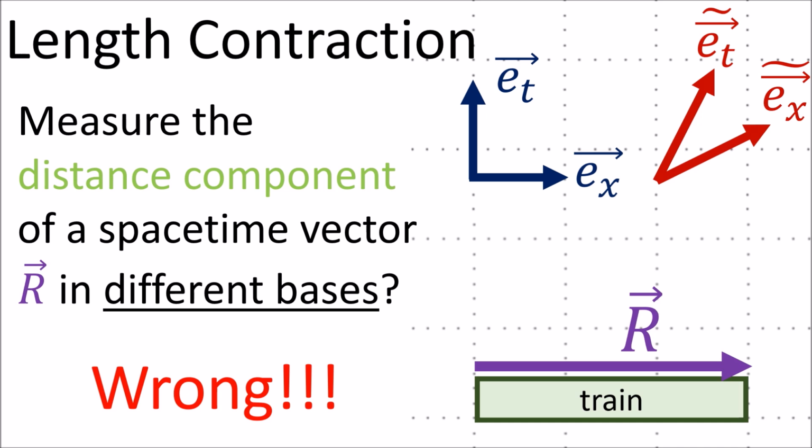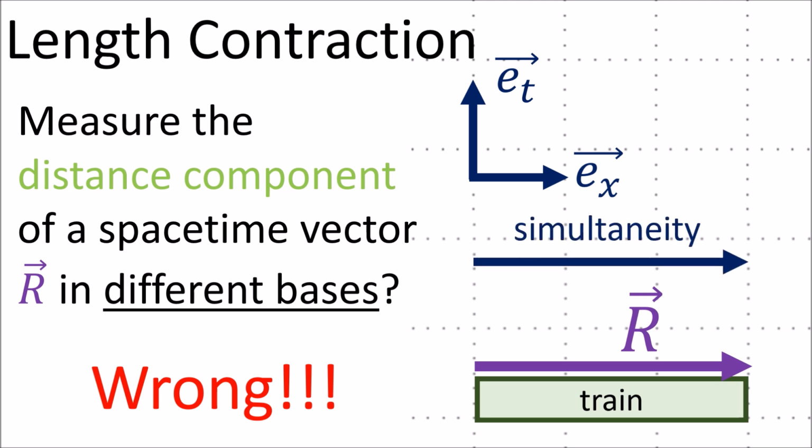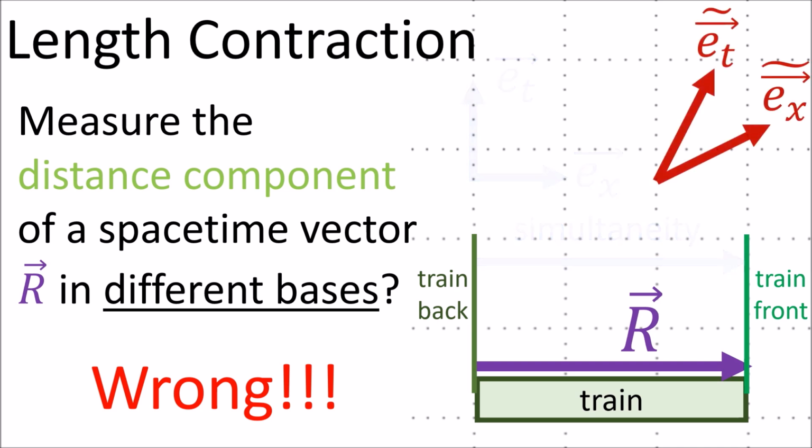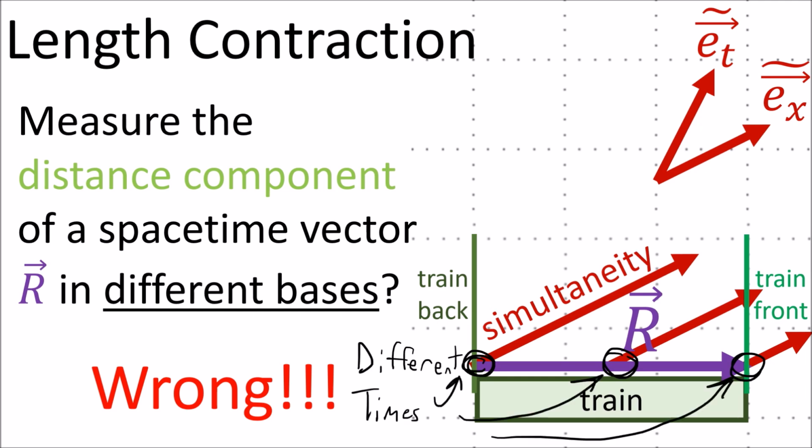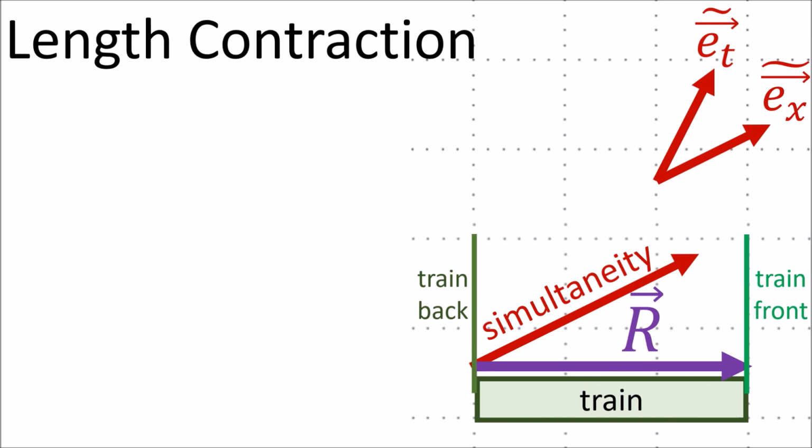Here's why. In the ET-EX basis, lines of simultaneity are horizontal, so it makes sense to measure the length of this train using a horizontal vector r, because we are measuring the front and the back of the train at the same time. But in the tilde basis, lines of simultaneity are diagonal, so if we measure the train using this r vector, we're measuring the front, middle, and end of the train all at different times. This doesn't make sense. Instead, we should measure the train's length using a different vector m, which is parallel to the lines of simultaneity in the car's reference frame.